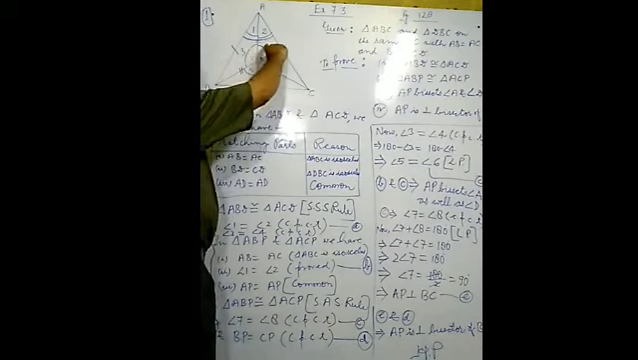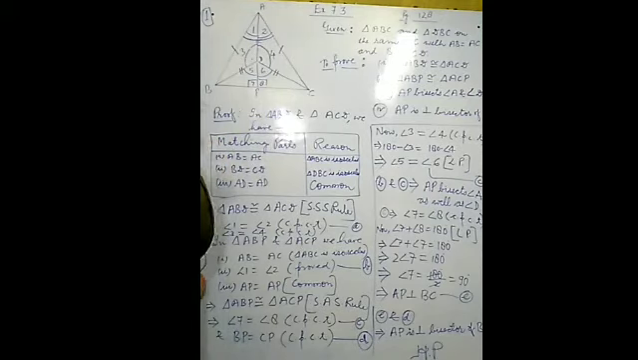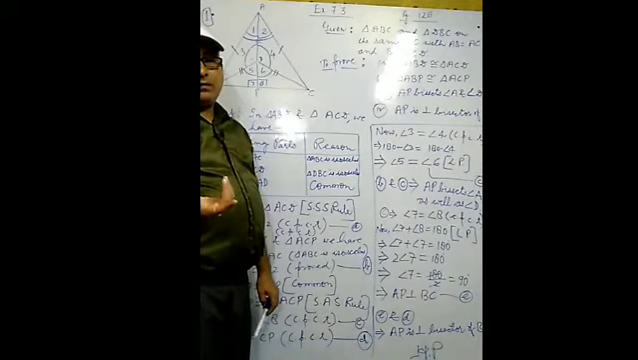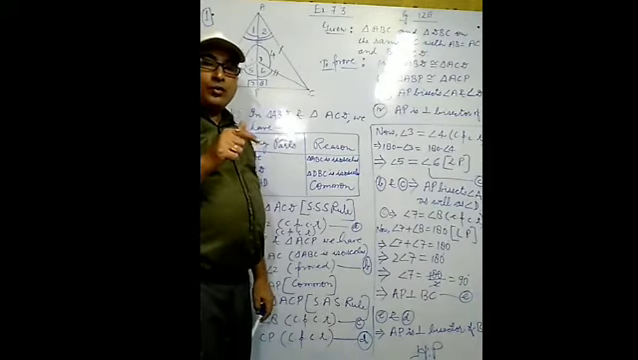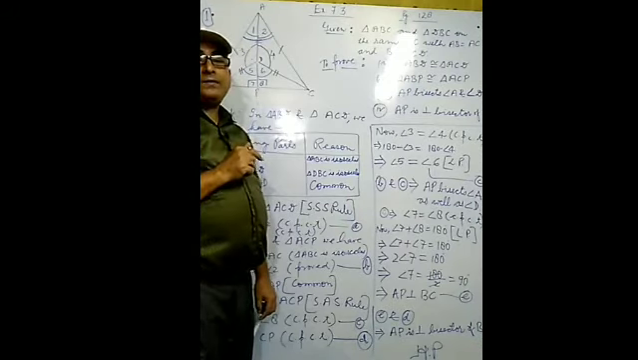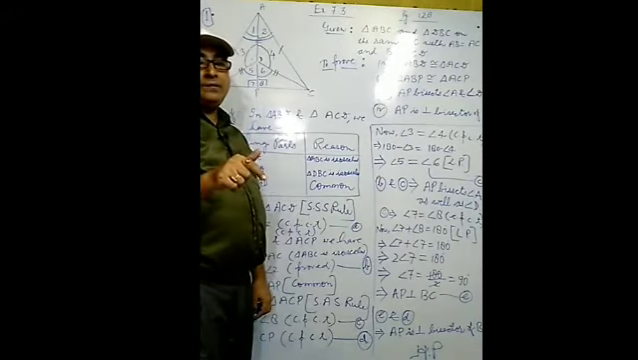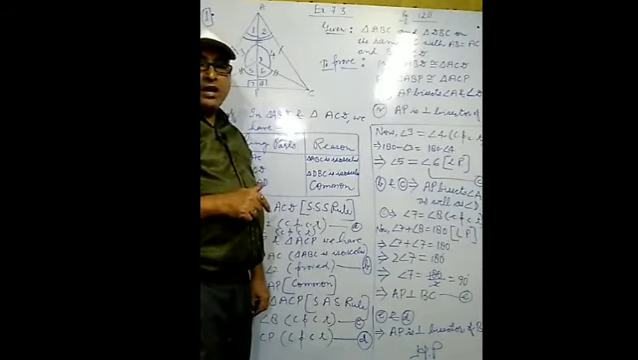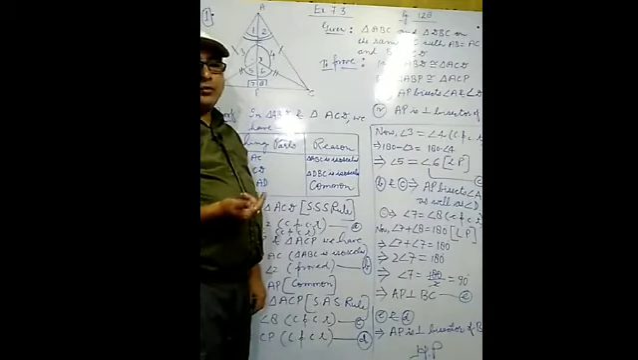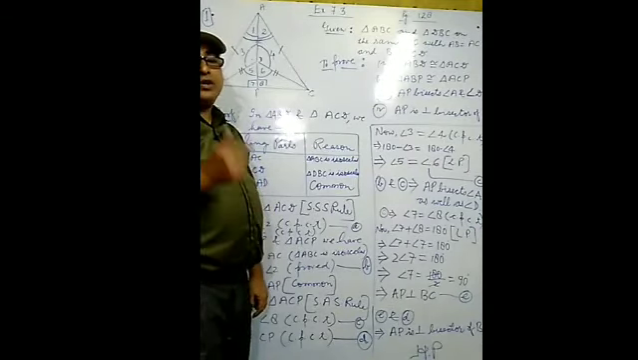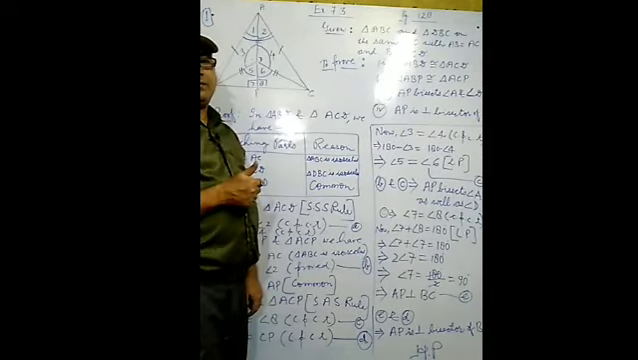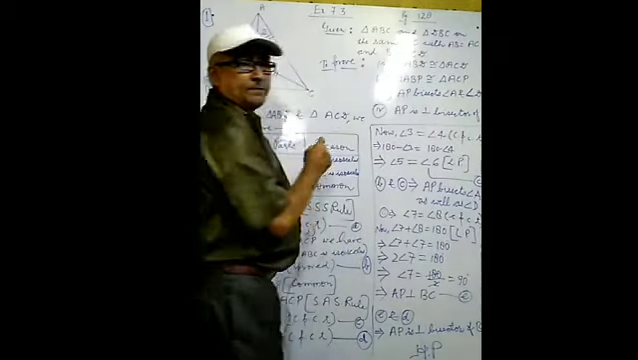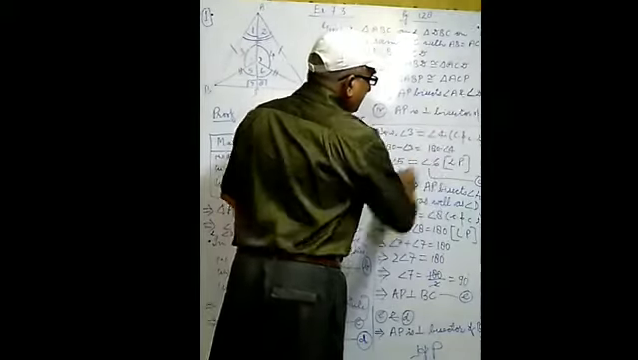Angle 3 equal to angle 4. If equals are subtracted from equals, the remainders are also equal. If angle 3 equals angle 4, we can write 180 degrees minus angle 3 equals 180 degrees minus angle 4, because both equal angles 3 and 4 are subtracted from the equal quantity 180 degrees.